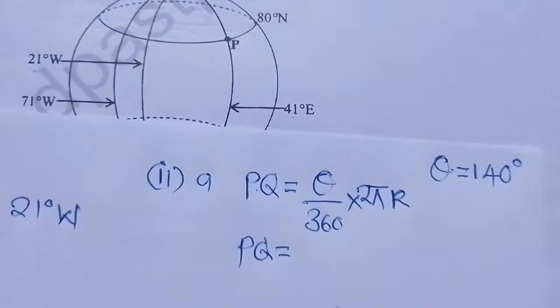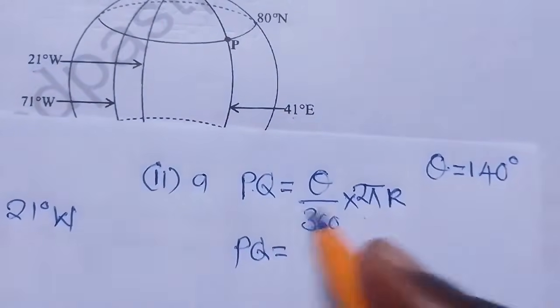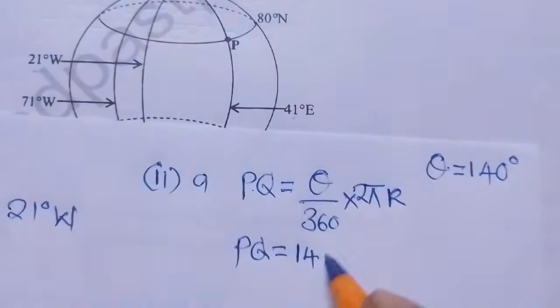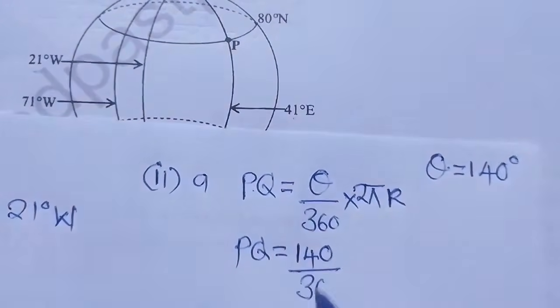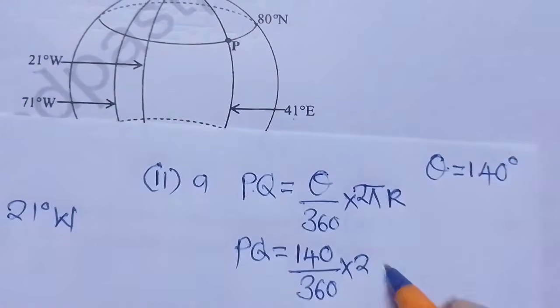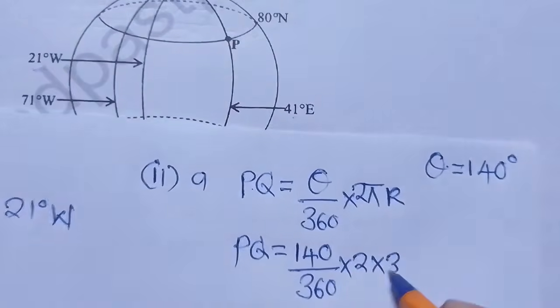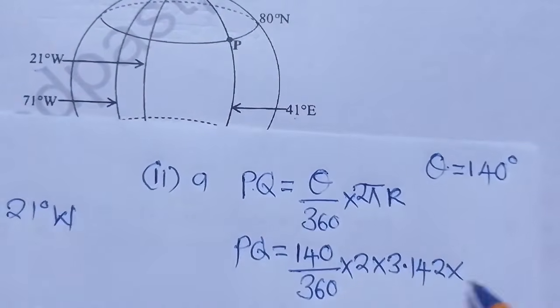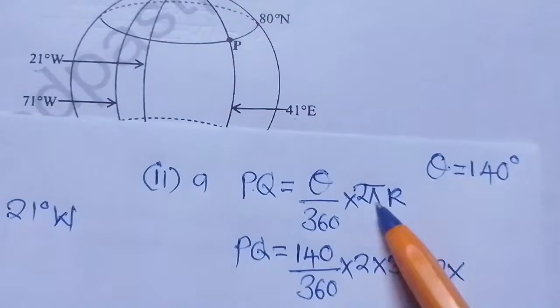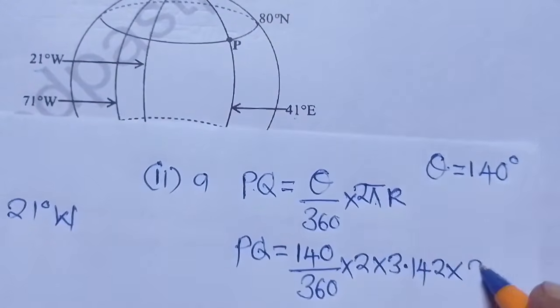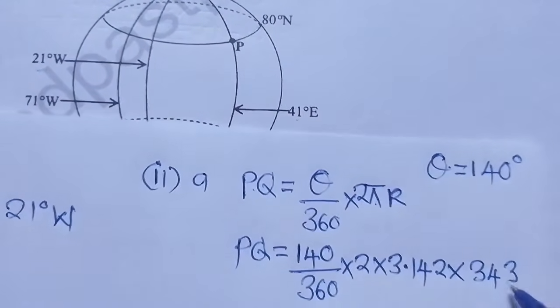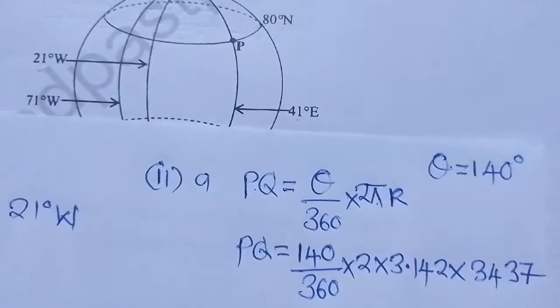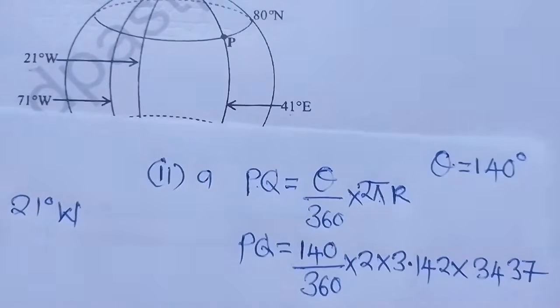Then you just substitute in the formula where you say PQ is equal to, don't forget you are taught to calculate in nautical miles. So what is your theta? 140. Just say 140 over 360 times 2 times pi times what is your radius? Nautical miles, 3437. That one, that's what we use.